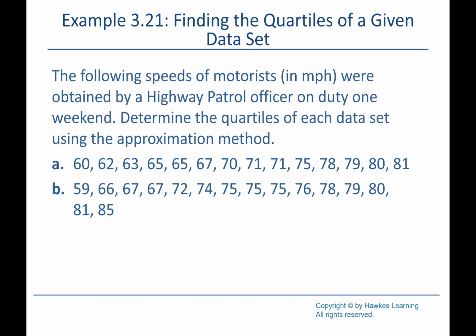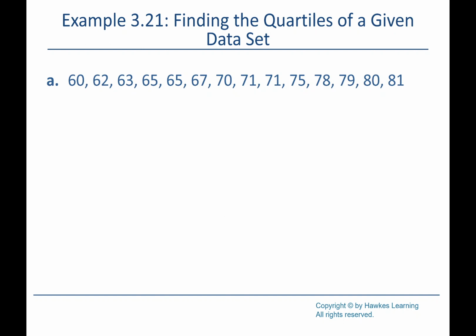The first thing we need to do is make sure that our data is in order. This one's already in order, luckily, because that's a pretty long set, and I've got it on the next slide, so we'll have some room. So let's look at data set A here. Already in order. We want to find Q1, Q2, Q3. We said Q2 was another name for the median. Since we already know how to find the median, let's start with Q2.